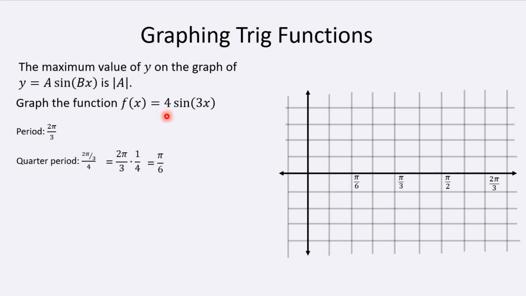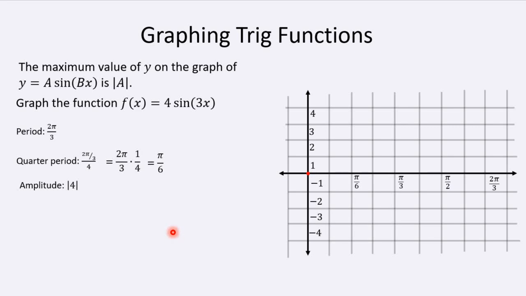That's where we look at the amplitude. How high up am I going to go? Well, the amplitude is the absolute value of 4, which means I need to go 4 for the maximum and 4 for the minimum. Let's go ahead and graph these points. There's the first intercept, which occurs here at the origin.